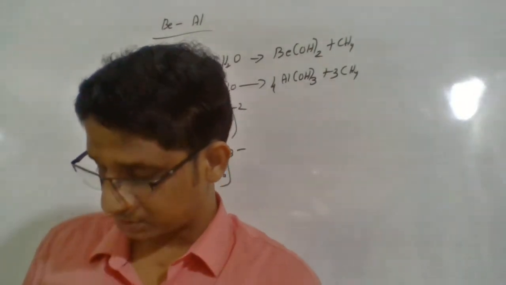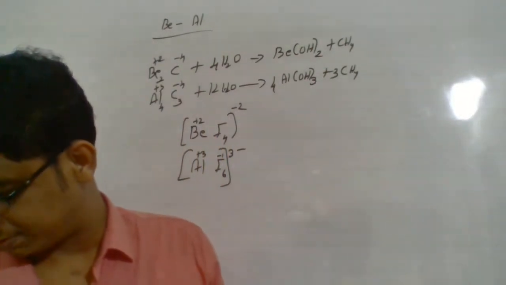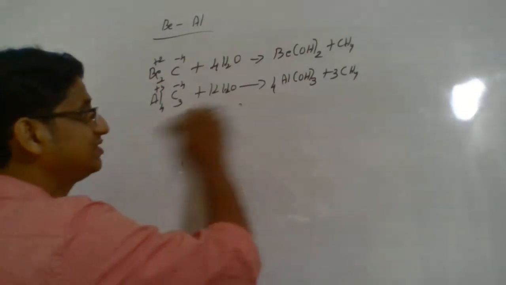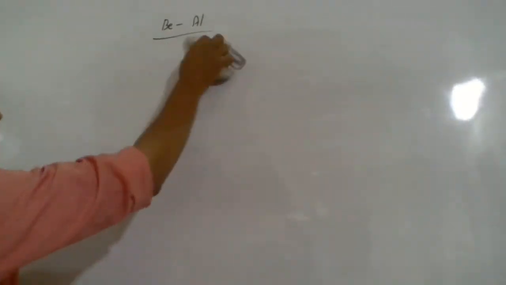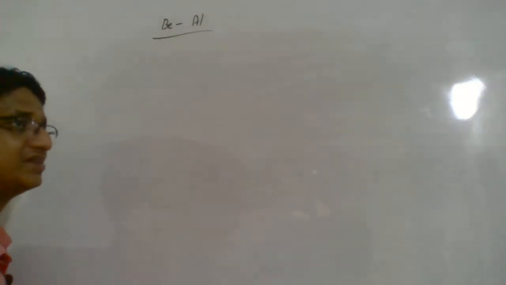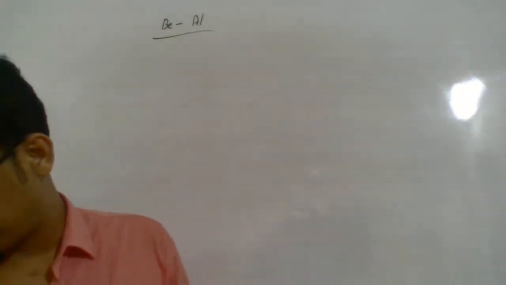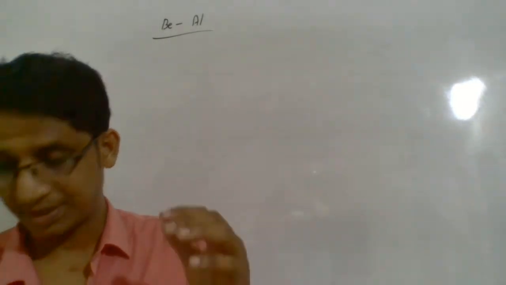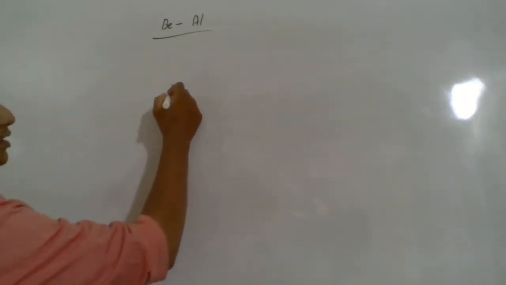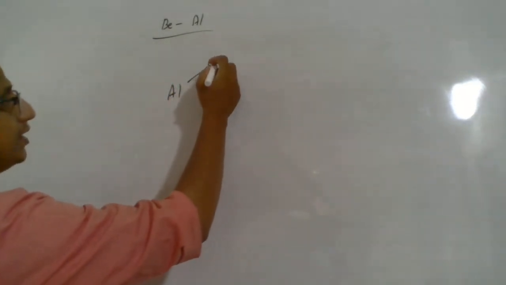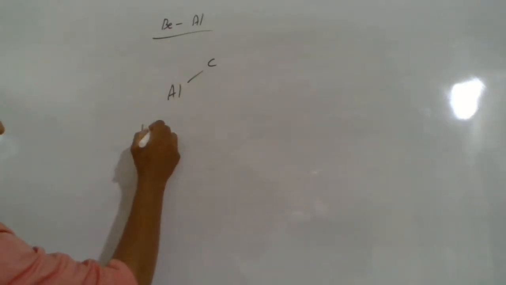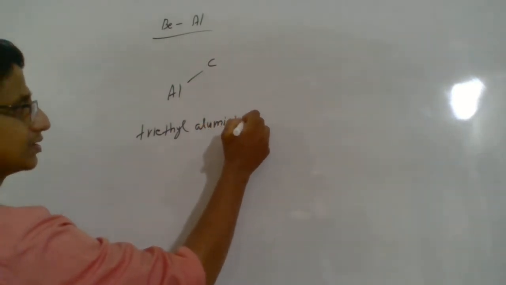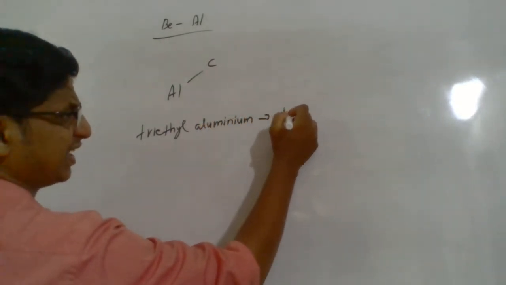Next, alkyl compounds of both beryllium and aluminium are electron deficient, and they form a metal-carbon-metal bridge bond. Next property, they have a tendency to form these alkyl compounds, which are electron deficient in nature, and they form a bridge bond. So let us have an example: triethyl aluminium, which actually exists as a dimer.